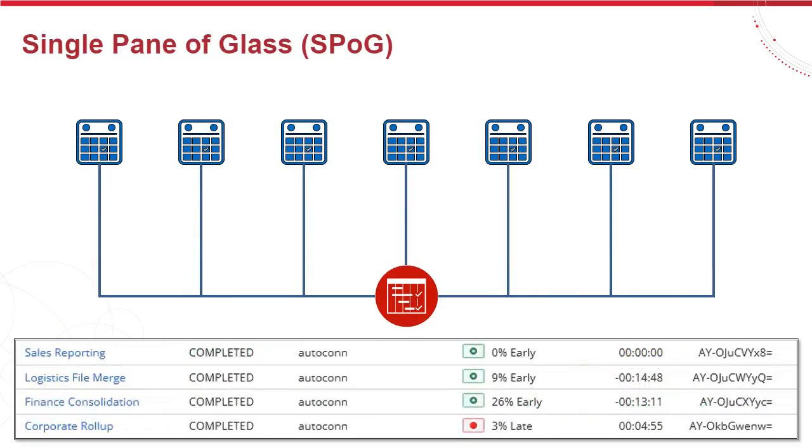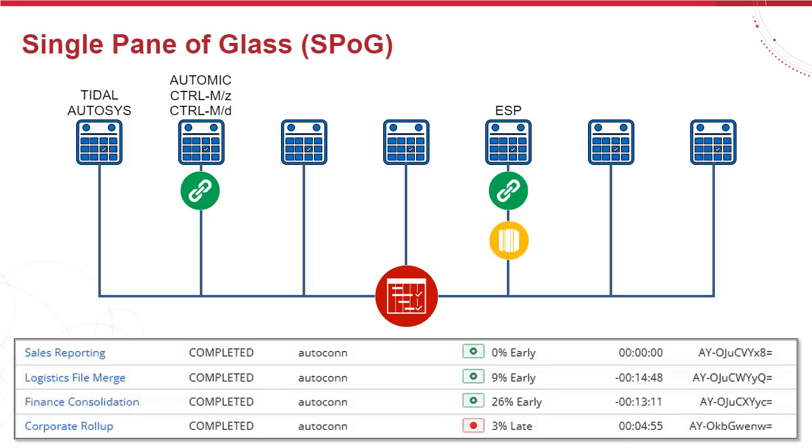Some integrations, like Broadcom's AutoSys and Tidal, do not require anything. AAI connects directly to the database over JDBC. Atomic and distributed BMC Control-M require the connector framework, a software component designed by Broadcom. On the mainframe, Control-M and ESP also use the framework. Note that ESP requires additional z/OS components, while Control-M does not.